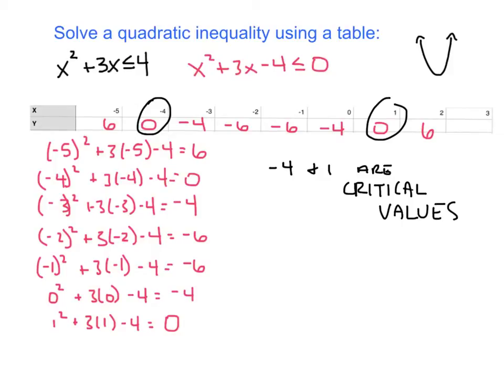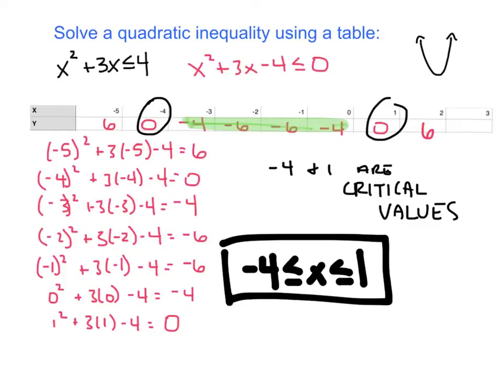Now I need to look from those points, where can I find all the values that are less than or equal to 0? Well, all of these numbers right here are all less than 0 because they're all negative, right? And or equal to, so I can include my critical values. So my answer is going to be, well, -4 is less than or equal to x, and all of these x's are less than or equal to 1.